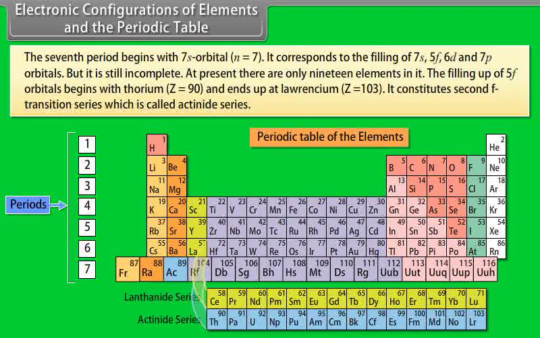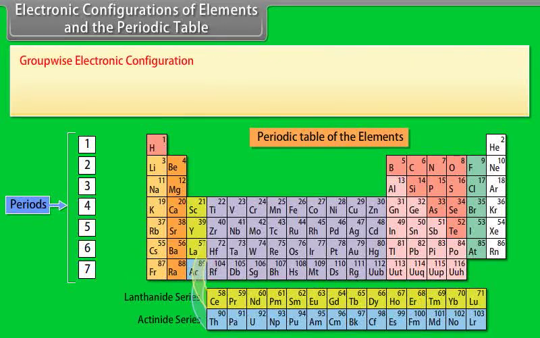The seventh period begins with 7s orbital, that is, n is equal to 7. It corresponds to the filling of 7s, 5f, 6d and 7p orbitals, but it is still incomplete. At present, there are only 19 elements in it. The filling up of 5f orbitals begins with thorium, atomic number 90, and ends at lawrencium, atomic number 103. It constitutes the second f transition series, which is called the actinide series.